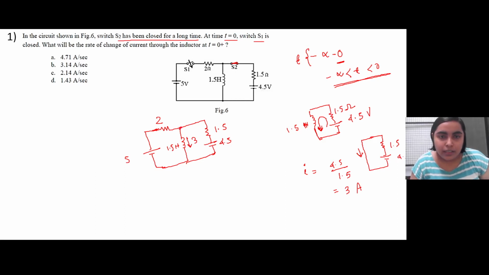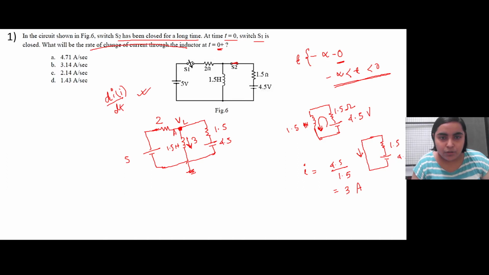Now we know current across an inductor cannot change instantaneously, so this 3 ampere current should ideally be flowing through the inductor. What you have been asked is to see the change of current through the inductor at time t equal to 0 just after switching. So what do you have to find out? di by dt, right? You have to find this one out. So for that, let us just assume a node voltage V here. Let this be VL.